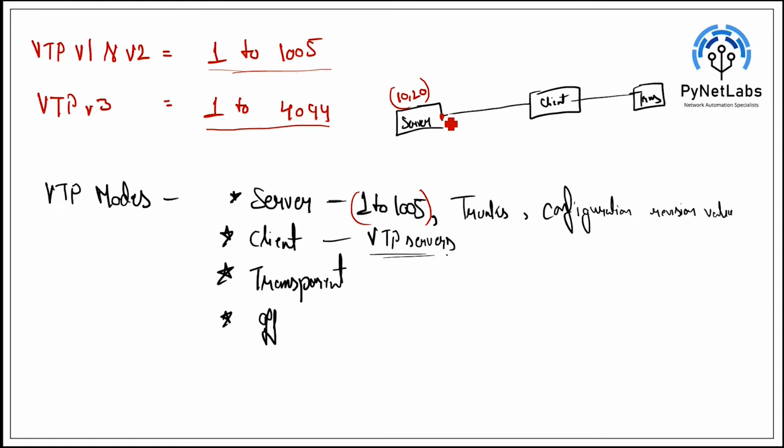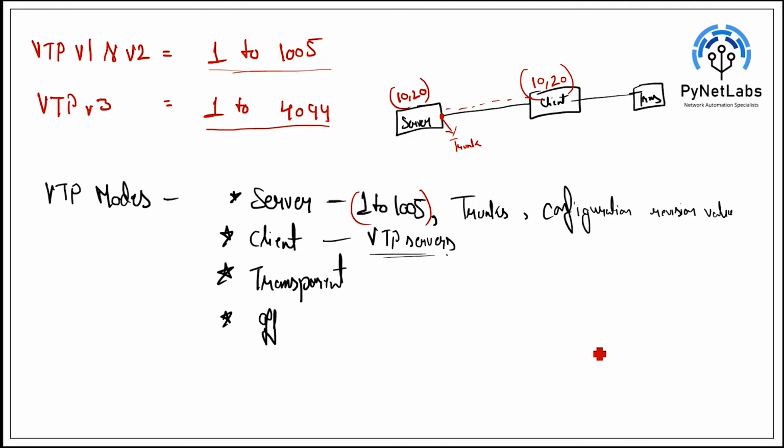If you have configured this interface as a trunk, then the server will pass the traffic of this VLAN to this client switch, and the client switch will synchronize the database, and VLAN 10 and 20 will be there on this client switch as well. Yes, Karun, clear? Yes, sir.